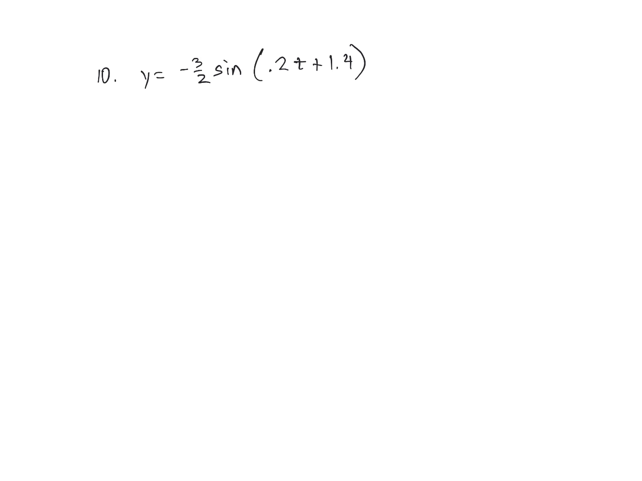We have to get rid of the 0.2. That's going to be your k, or in this case, our w. That has to be moved out, so we're going to divide both of these by 0.2. So let's rewrite this. Y equals -3/2 sine of 0.2, and we have t plus whatever 1.4 divided by 0.2 is. Hopefully you can do that. So 14 divided by 2 is 7, and 1.4 divided by 0.2 is 7 as well. Okay, so this is actually going to be displaced to the left by 7 units.